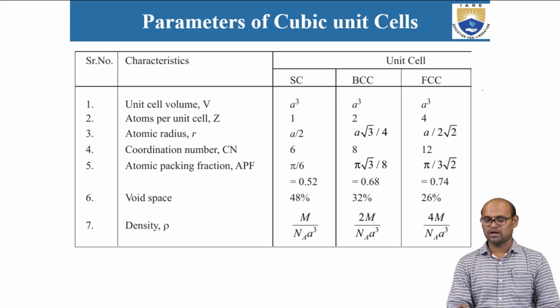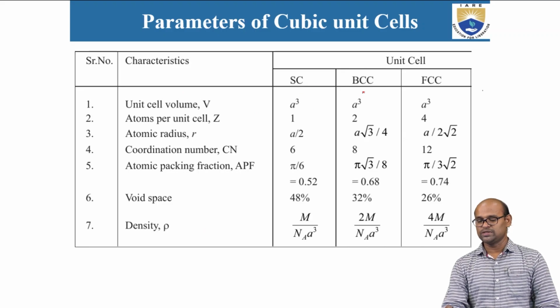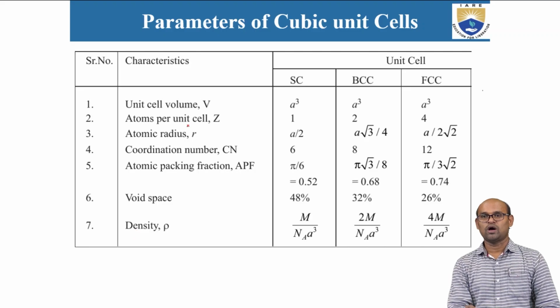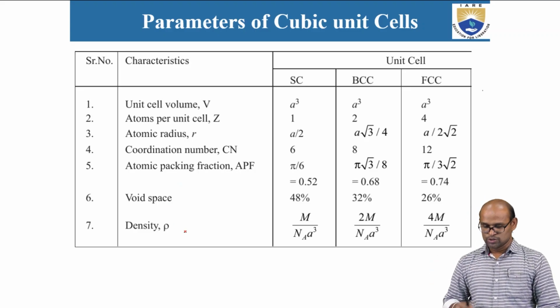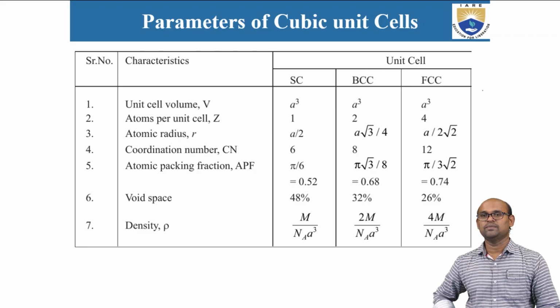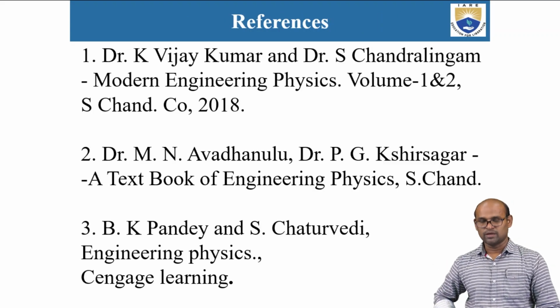Okay, so for all the three unit cells, all the parameters are given here: simple cubic unit cell, BCC unit cell, and FCC unit cell. There are 7 parameters we have calculated: volume, atoms per unit cell, atomic radius, coordination number, atomic packing fraction, white space, and density. So if you look at this tabular form, you will know all the parameters for these 3 unit cells of a cube. So these are the references.